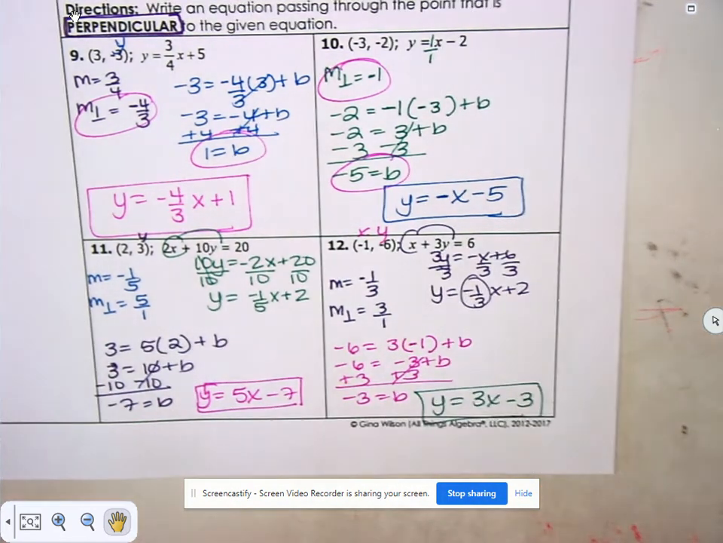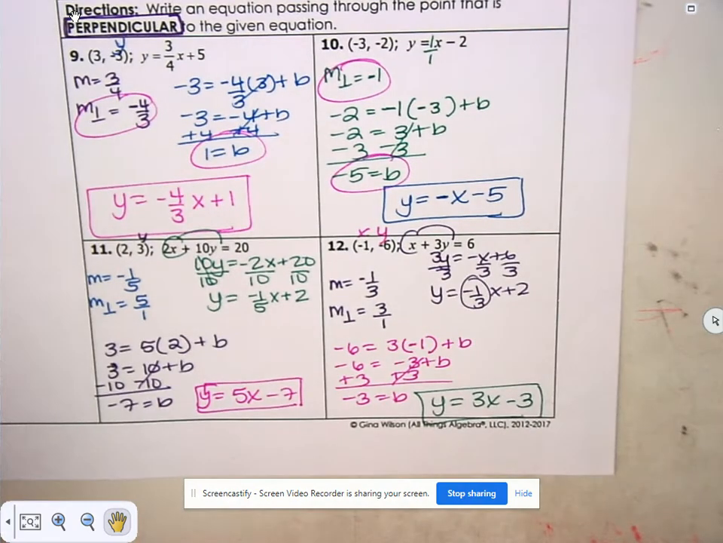Okay. Homework tonight was the odd problems only on worksheet 23 to go with that. Okay, rewind the video, pause it where you need to, go back and watch. Make sure you are ready to do some parallel perpendicular in class tomorrow.